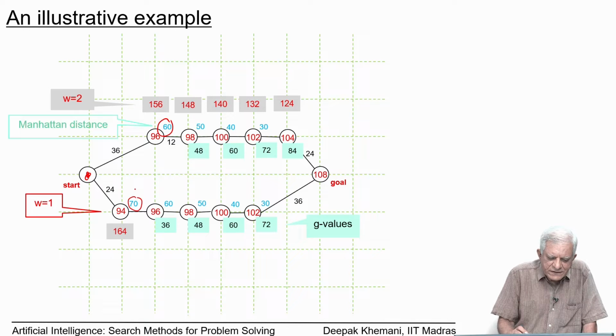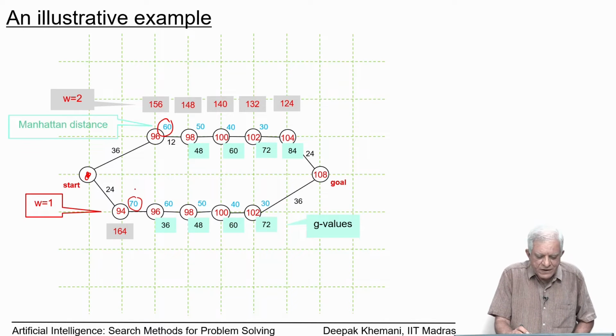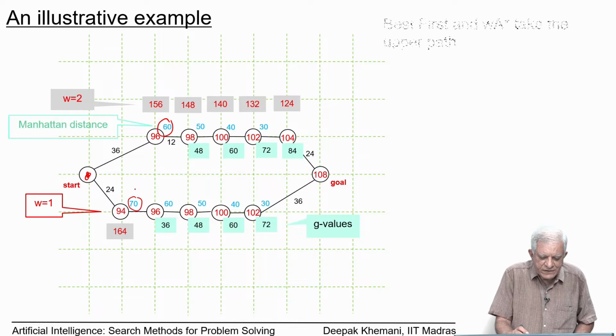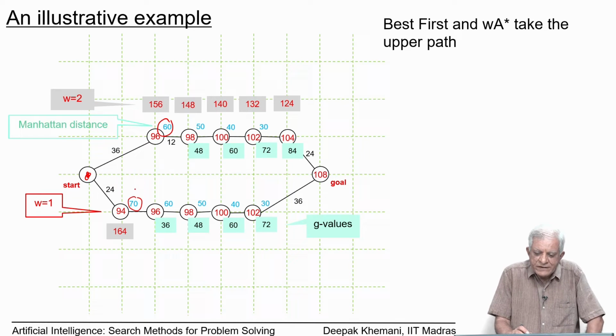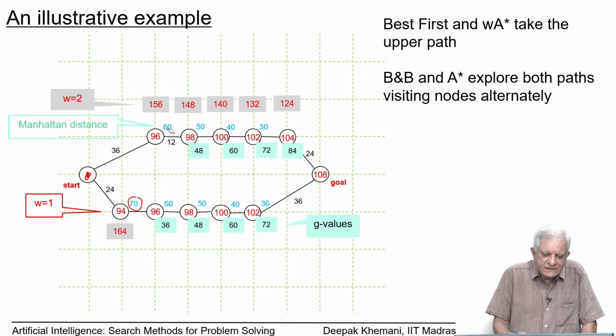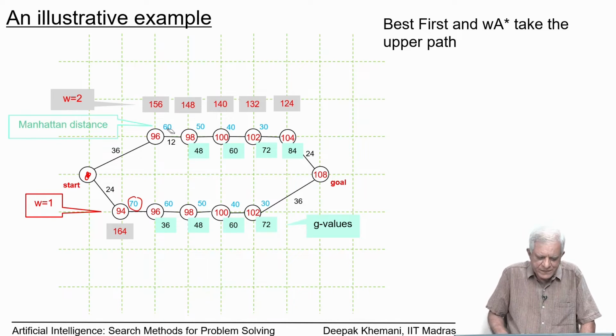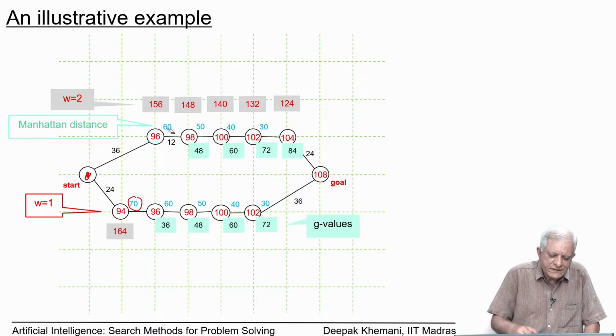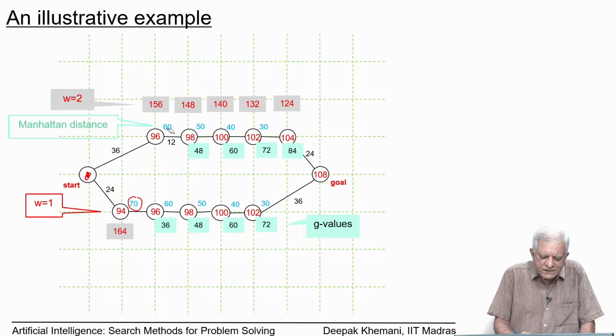When the weight is 1, we see an illustrative example which I want to use to illustrate weighted A star, and we will look at a couple of variations where W is equal to 1, which is A star, and W is equal to 2, which is weighted A star.